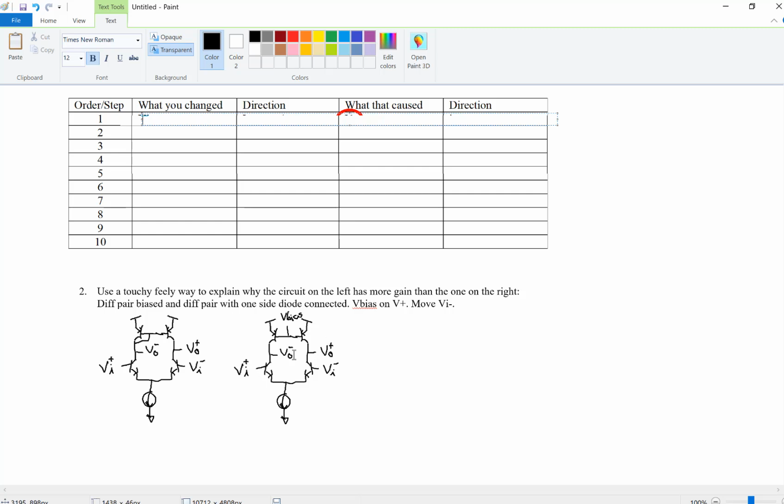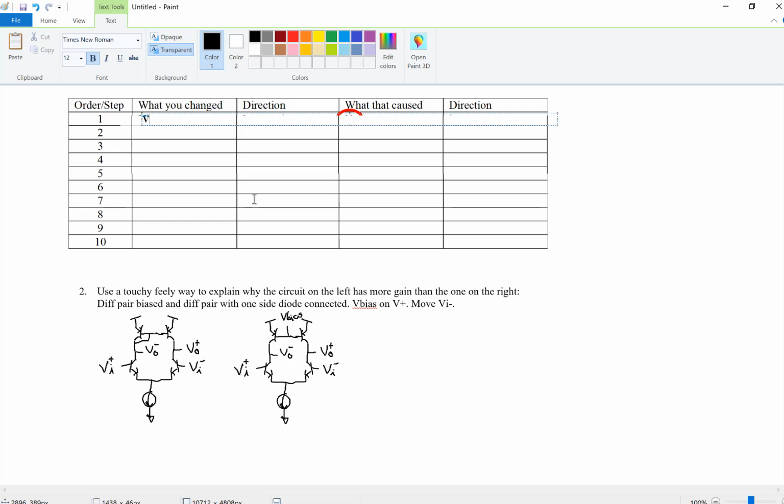And let's just look at V out plus, because on the circuit on the left, the load is diode connected, which means there's really not much gain over here, because a diode connected transistor has a resistance of 1 over GM. So this side doesn't have much gain. Even if the current changes through it, V out minus doesn't change much. So let's compare V out plus and V out plus on these two.